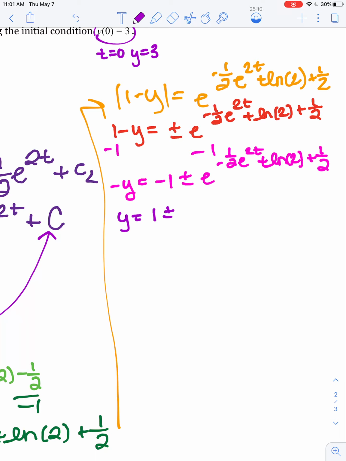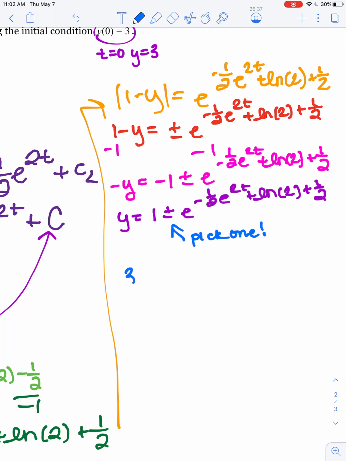So still we don't know, right? Plus or minus, we'll figure that out in a second. e to the negative 1/2 e to the 2t plus ln of 2 plus 1/2. Okay, so we're almost done. We need to figure out which symbol we use. We have to pick one, right? And we're going to use our initial condition to make this determination.